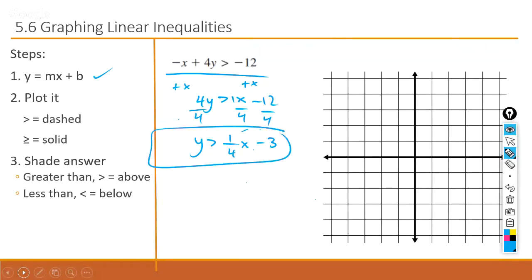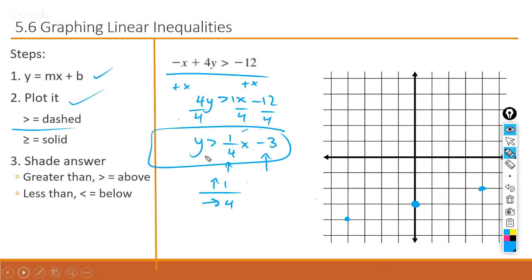And now we can plot this. So I go down 3. That's where I start. I start at -3. And then I go up 1, right 4. Up 1, right 4. Or down 1, left 4. Those are the same. All right, now we've got to plot it.